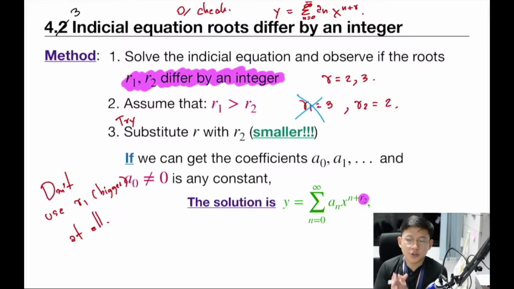First you find r1 and r2, and then you take the smaller one, so-called r2. Then you find all the coefficients, and the solution is y equals the summation, n from 0 to infinity, of a_n x to the n plus r2. That's it. Very easy, it's actually simple. It's actually simpler than the previous section.